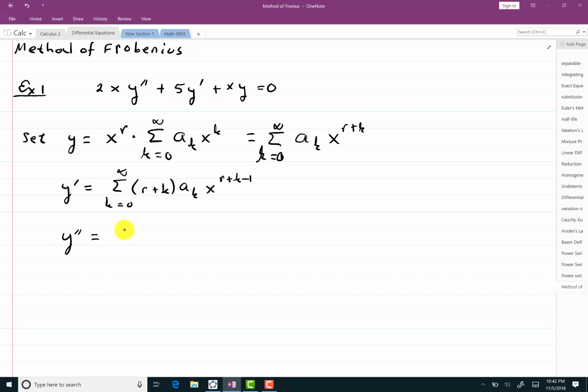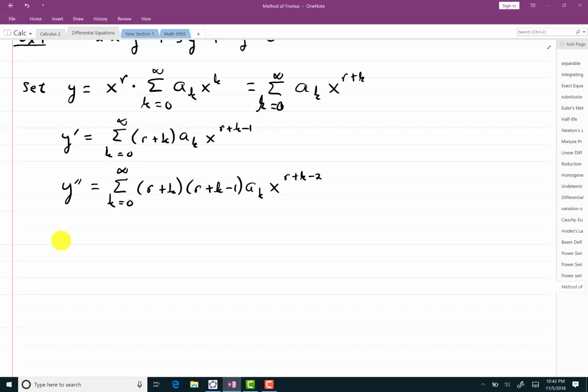Take a second derivative. Here we have k equals 0 to infinity, and now I have to take this exponent down. r plus k times r plus k minus 1 a sub k x to the r plus k minus 2. And yes, we're going to plug all of these things into the equation. So our equation then is 2xy double prime plus 5y prime plus xy equals 0.